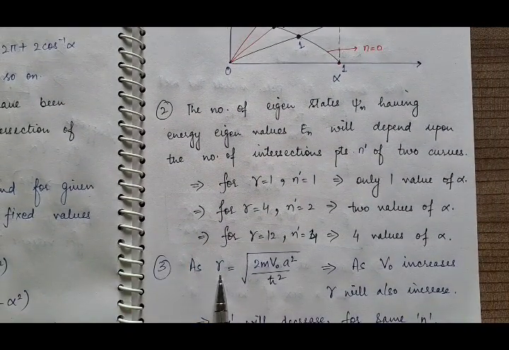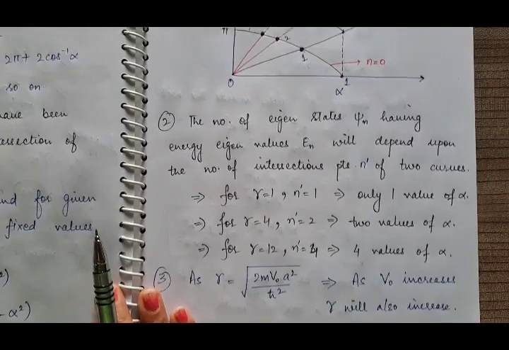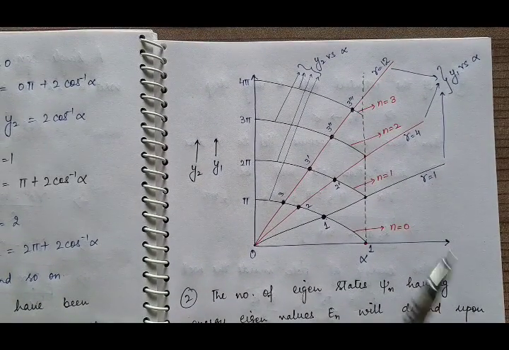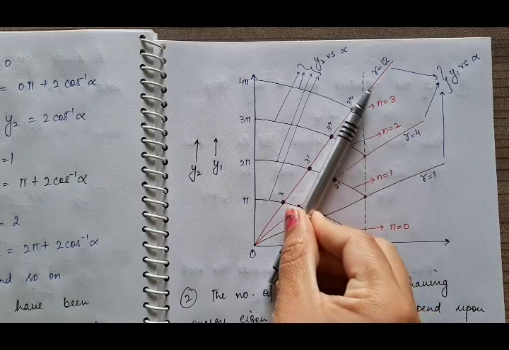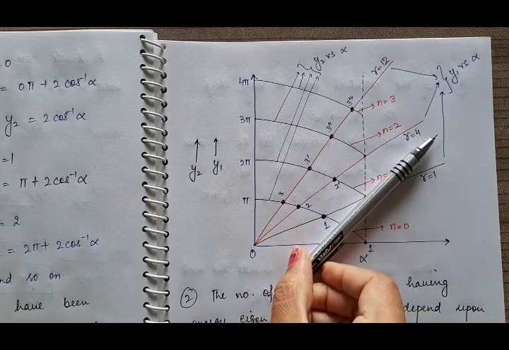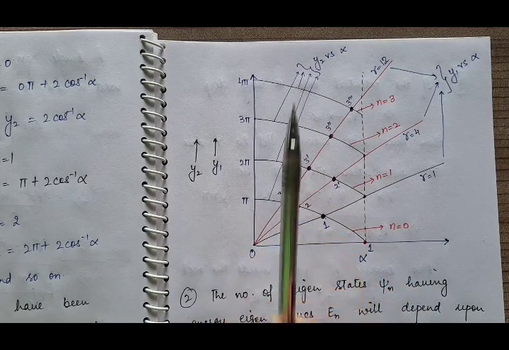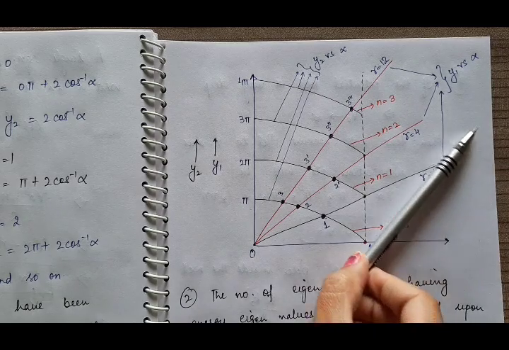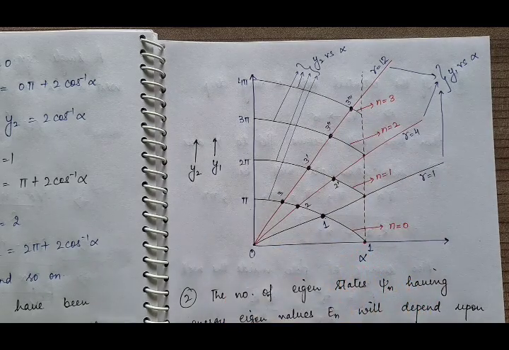Now when gamma will increase, what is gamma? Gamma is the slope of y1 versus alpha plot. So when the slope of y1 versus alpha plot will increase, it means these lines, they will move to this side. And when they will move to this side, the value of alpha will decrease. Why? Because they are moving from high value of alpha to the low value of alpha.